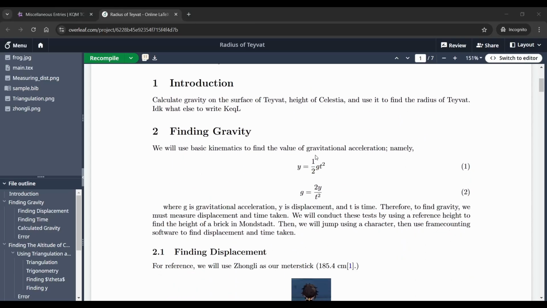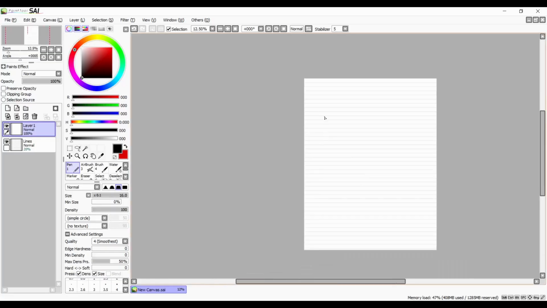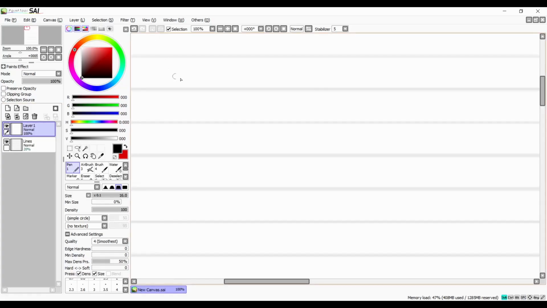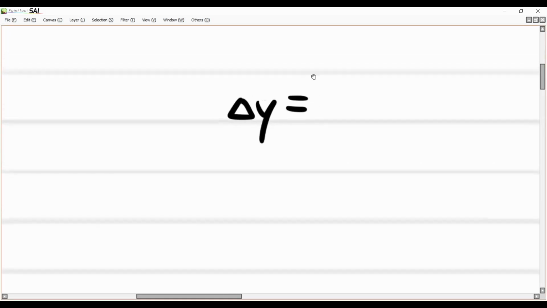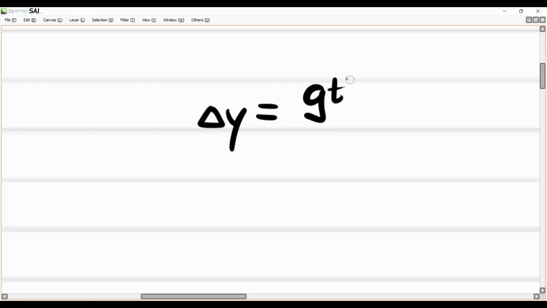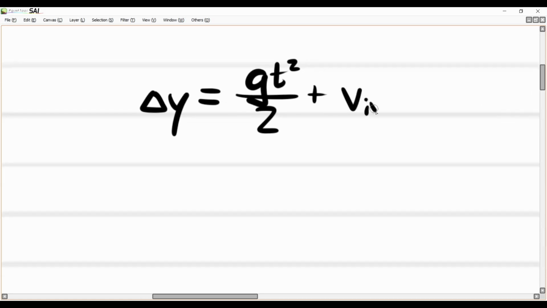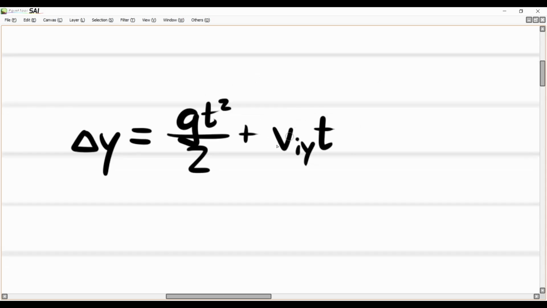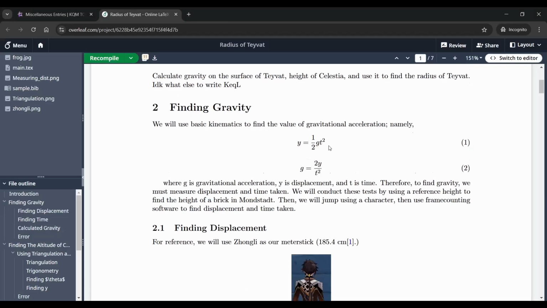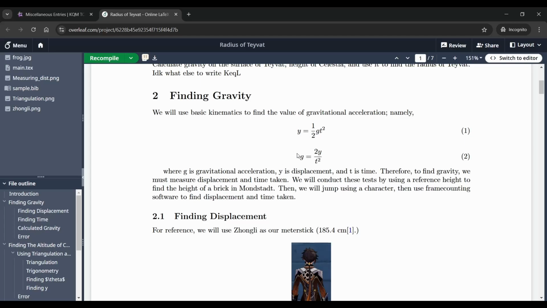So yeah. Anyway, next we have finding gravity. We'll use basic kinematics to find the value of the gravitational acceleration, namely this equation. That equation comes from kinematics. I talk about this a lot, in which case you have that delta y is equal to g t squared divided by 2 plus v_iy t. And Sexy E-Boy ended up ignoring this initial vertical velocity, so that is what it is. And yeah, basic algebra, you do this.